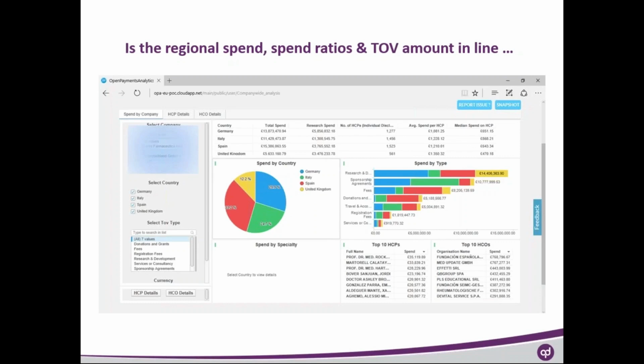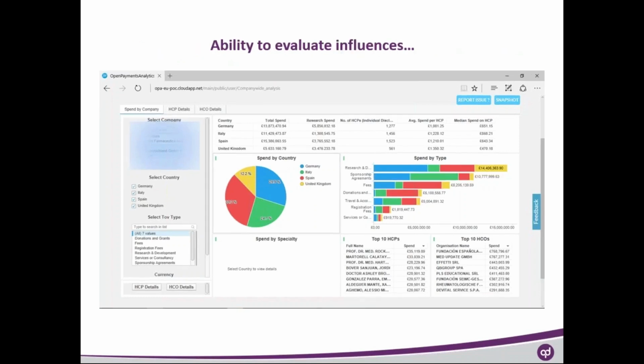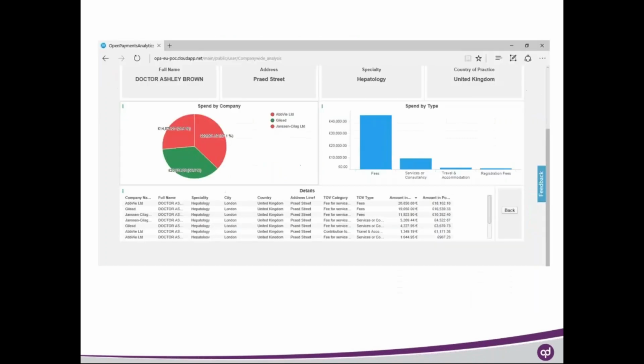And when you look at it, in this case, Germany still maps out as the highest spend. Italy and Spain change position, and then UK in terms of percentage is meaningfully lower. So that's just the total spend by this manufacturer across the 4 countries. Next, what I did was I looked at the top 10 HCPs and top 10 HCOs for this company. Also, the spend by type looks like research and sponsorship was the main area of spend for them in 2015.